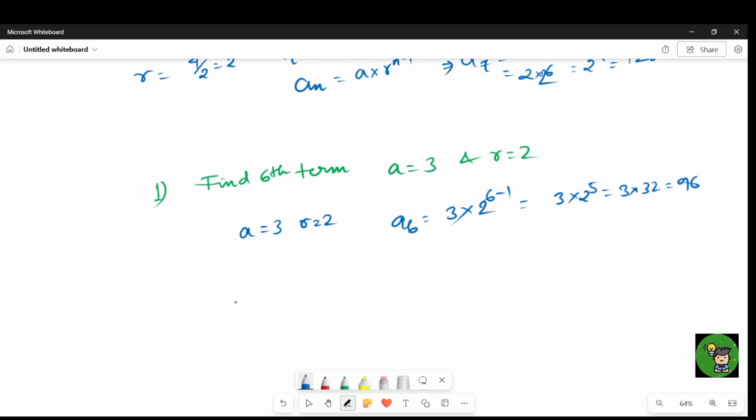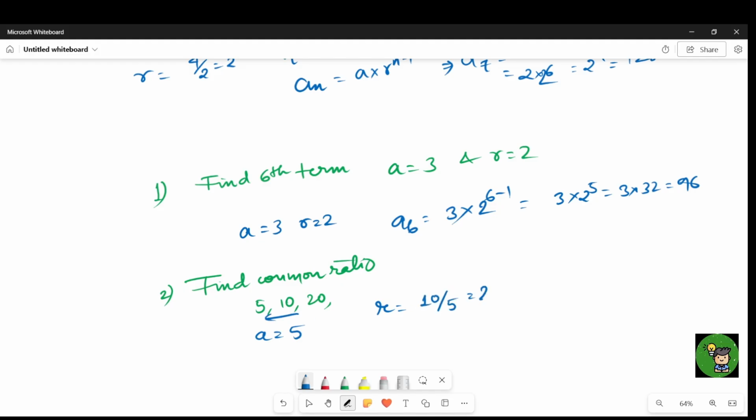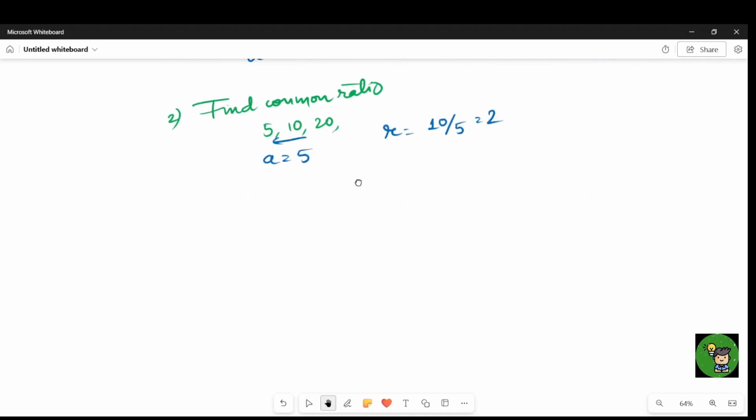Done. Let's solve question number 2. Find the common ratio. All these I am solving to make you understand the easy application of the formula. The series is given as 5, 10, 20. So how to solve it? First of all, take A. A is equal to 5. Common ratio, we divide the next term by the previous term. So 10 by 5 is equal to 2.